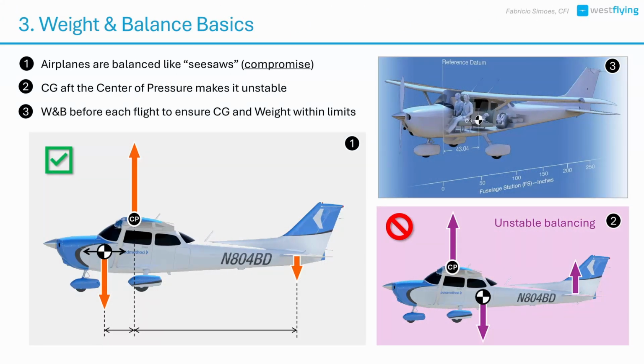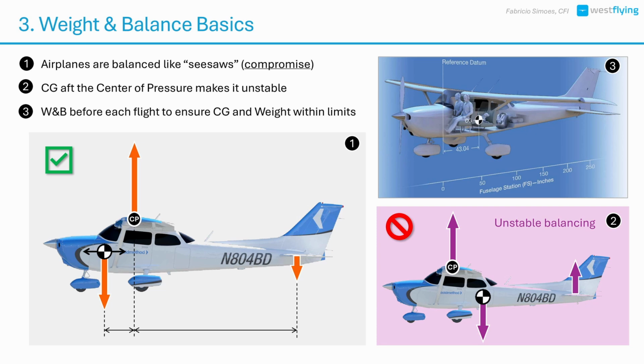Okay, I mentioned before that an airplane is like a seesaw. Take a look at the picture below. As you know, the lift is generated in the wings, and we can represent that as an upward arrow coming out of the center of pressure. The weight of the airplane is represented by a downward arrow concentrated in the center of gravity. As you can see, the CG and center of pressure are not coincidental.